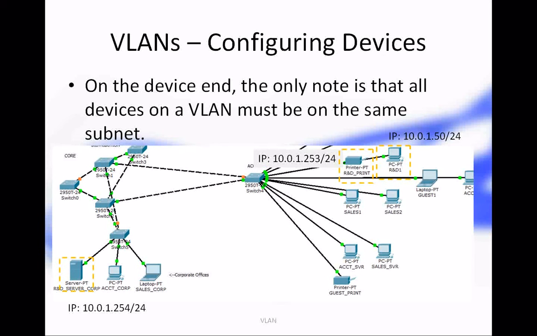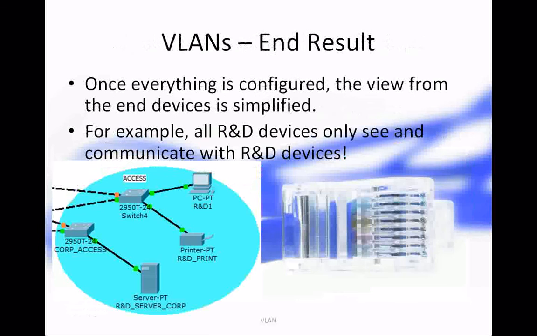In the end, the view from an administrator and device's standpoint is simplified. An R&D computer will work and act as if it is directly connected to the same switch as an R&D server. A broadcast from an R&D computer would not be seen by the entire network, but just the R&D domain. This helps to speed up processes such as finding a DHCP server or when doing a reverse query on a DNS request. And that is VLANs.